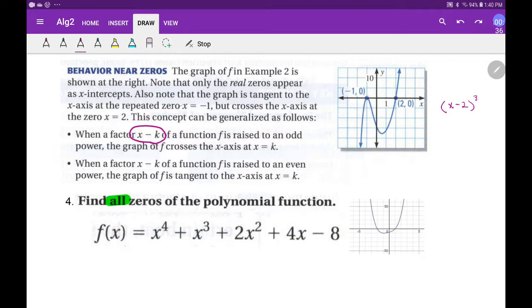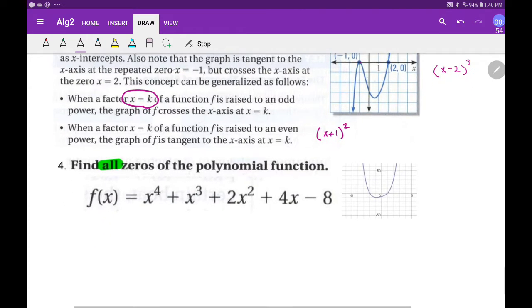If it's x plus 1, like we have here on this graph, and it's raised to the second power right there, then it's going to touch and go away. It's not going to go through. It's going to touch in one place at -1, and then it's going to turn and go the other way. I've been calling that KISS, but anyway.